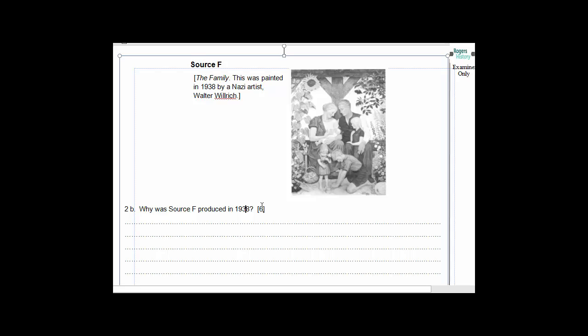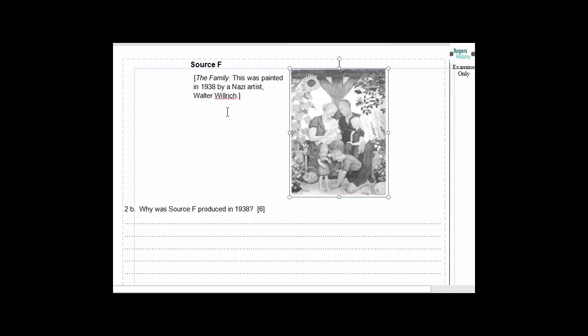Now, this one, I think, is a really, really difficult question. You need to take your time with it. You need to make sure you understand that source before you start answering the question. So, why was it produced? Use your own knowledge of the topic area to consider the content of the source and what it actually shows.